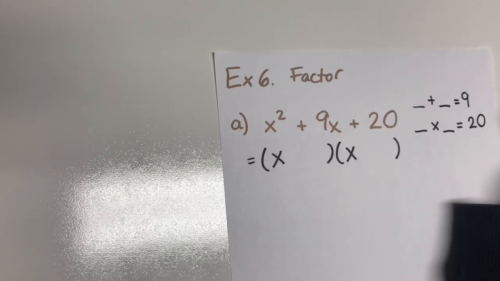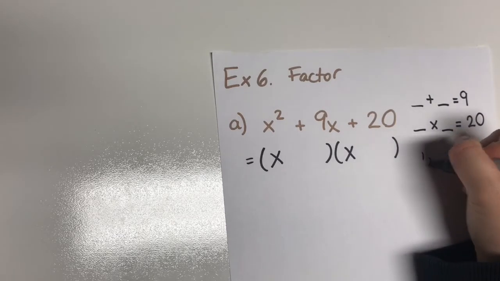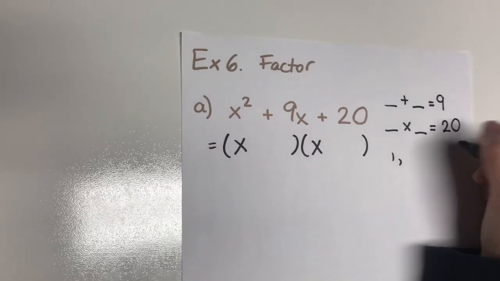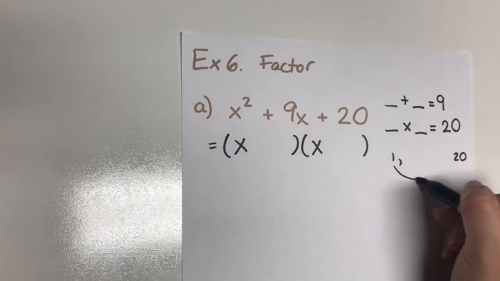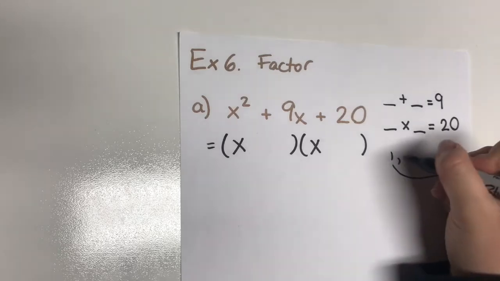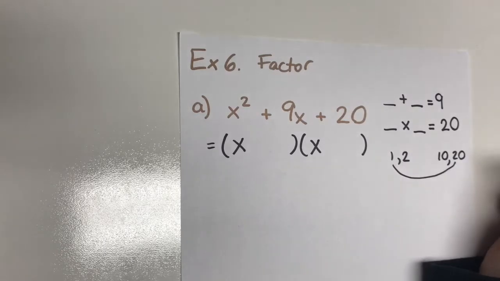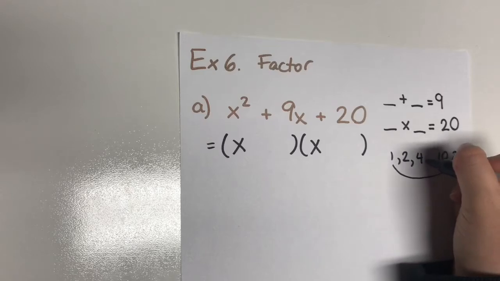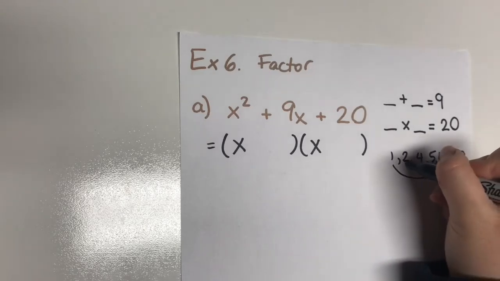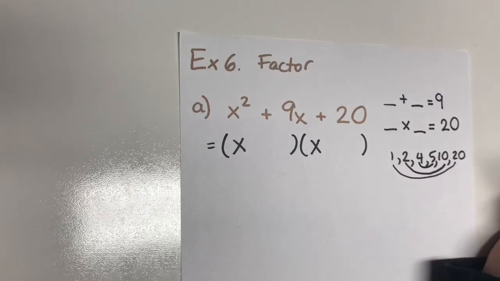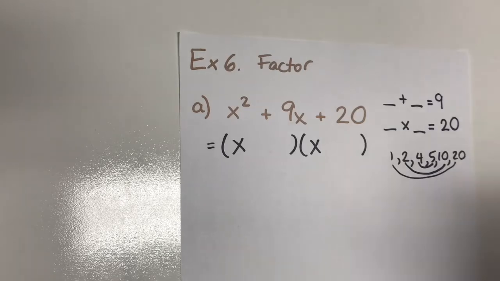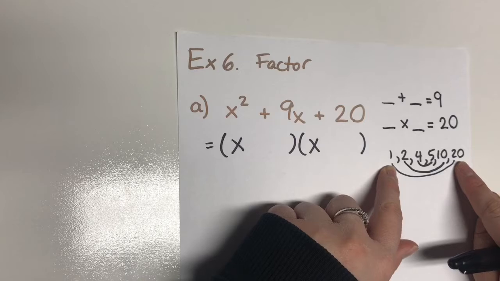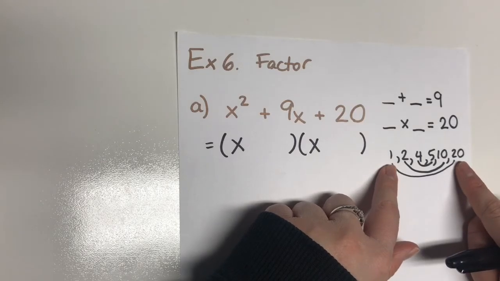So I'm going to look at the factors of 20. I know that 1 and 20 are factors. They multiply together. 2 and 10 are factors. 4 and 5 are factors. These multiply together and these multiply together. Once you have your factors listed, ask yourself, which of these can I add together? But it has to be the pairs that actually multiply to make 20. Which of them can I add together to get 9?